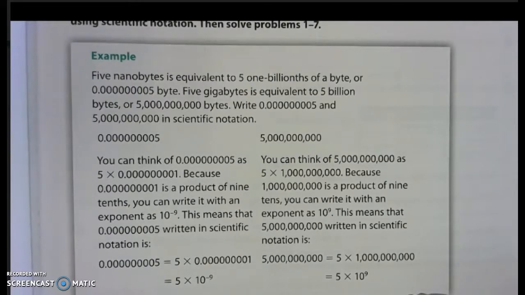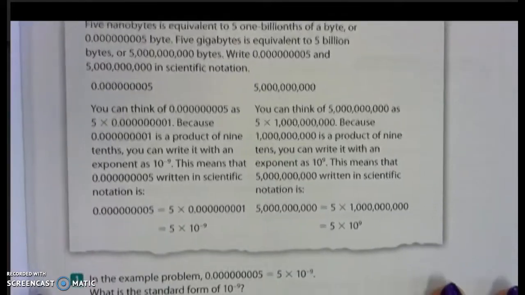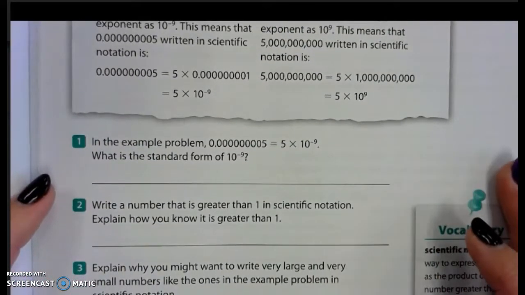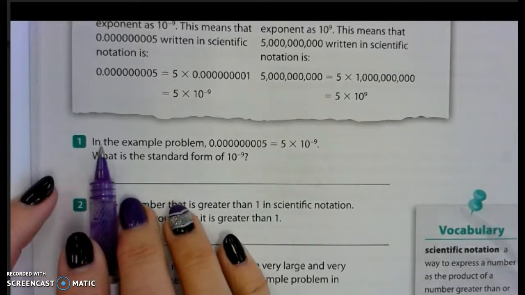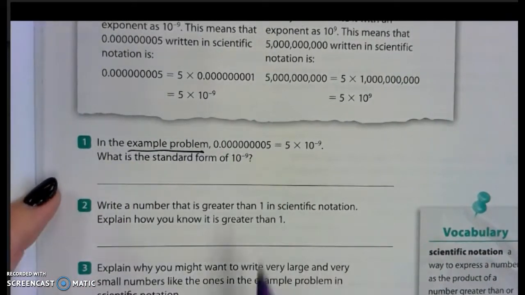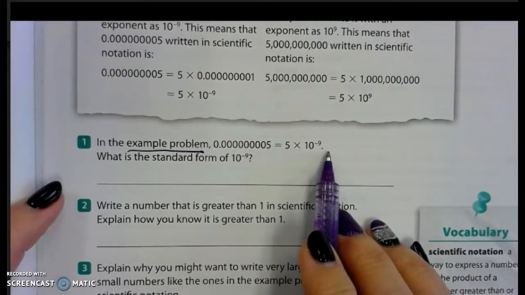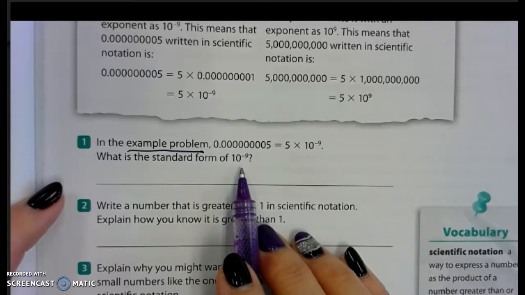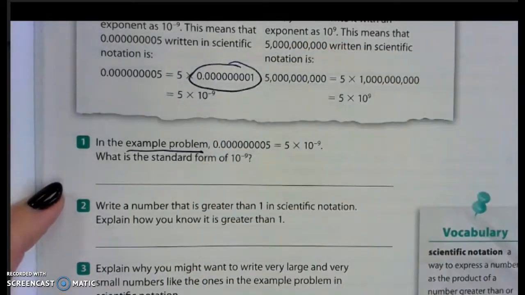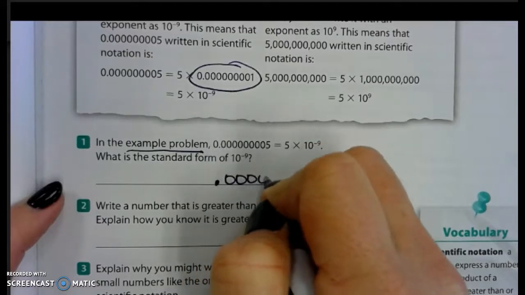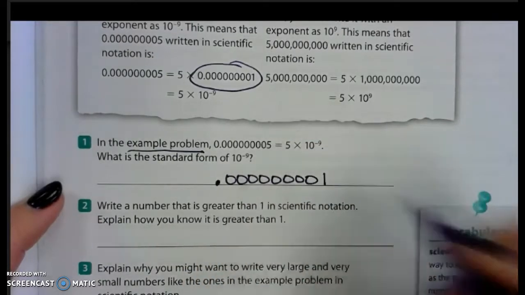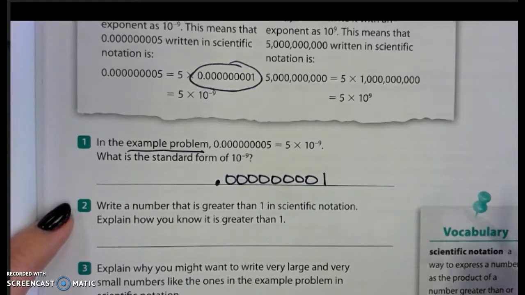On page 41 in your practice book, this is a review of scientific notation from lesson 4. You should have read over the examples because question number 1 had its answer written for you in the example. Number 1 says, in the example problem, there's your hint, this number is this in scientific notation. What is the standard form of 10 to the 9th? It was right here. 0.0000000001. Because 10 to the negative 9 has to be less than 1, and it was 9 decimal places away.